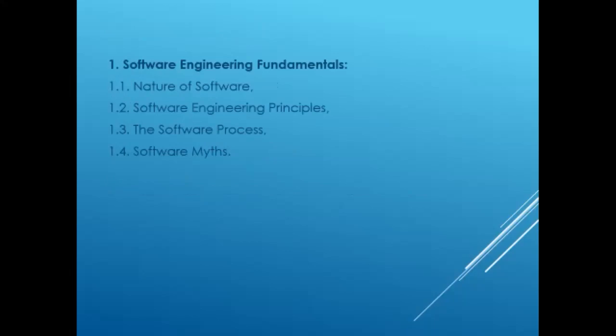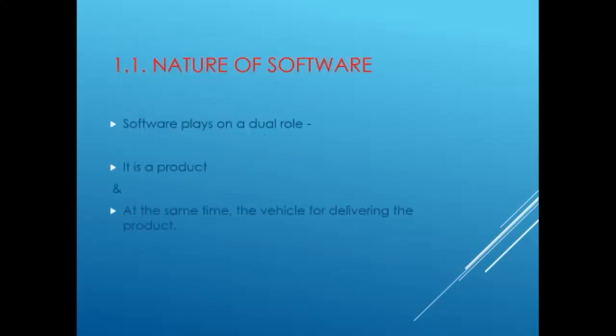Software engineering fundamentals. Nature of software, software engineering principles, the software process and software myths. These 4 points we have to learn. First of all, number 1, the nature of software. Friends, software plays a dual role, that is, it is a product and at the same time the vehicle for delivering the product. This is the nature of software.